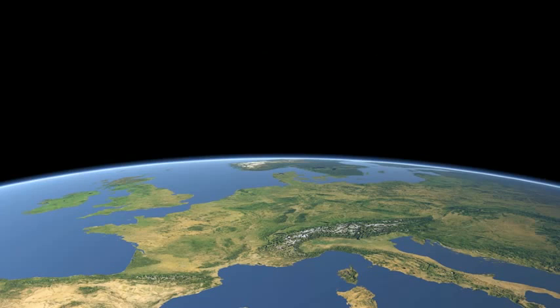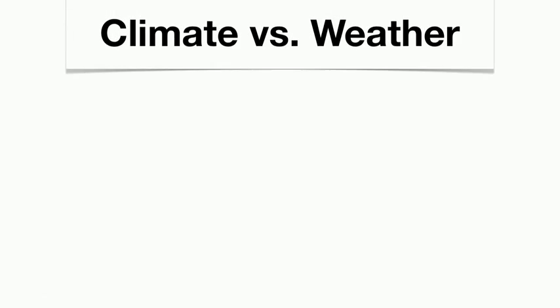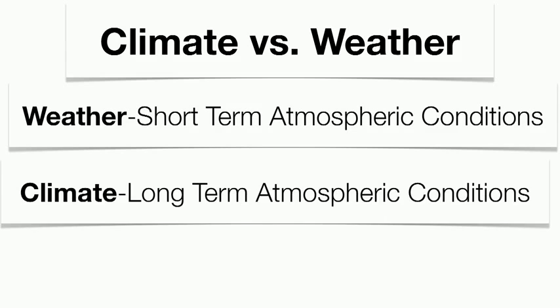Today we're going to be talking about the climatic conditions here on the planet. In order to understand climate, you have to have an idea about what weather is. Weather is going to be the short-term conditions within the atmosphere. The weather today is very different from the weather, say, last Thursday. Compare that with climate, which is going to be the long-term conditions.